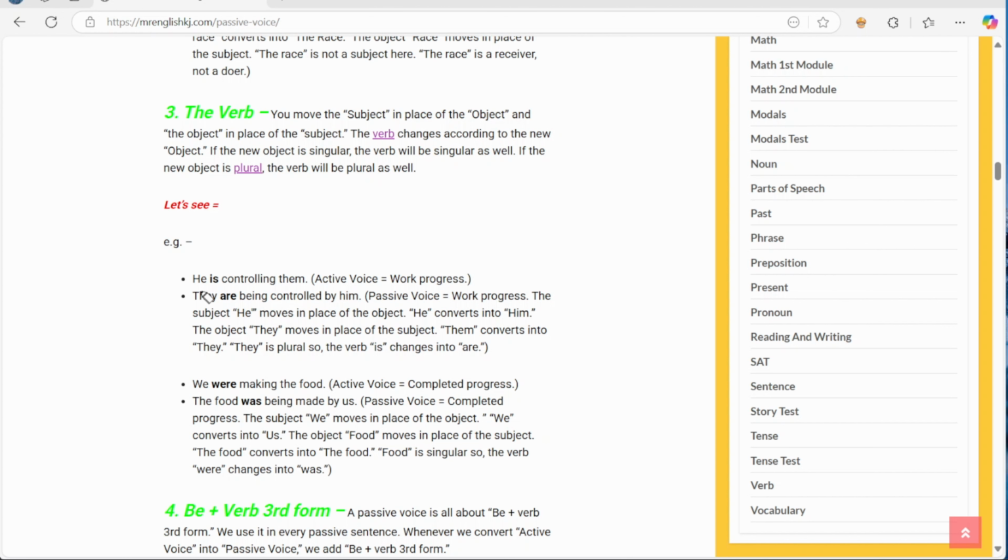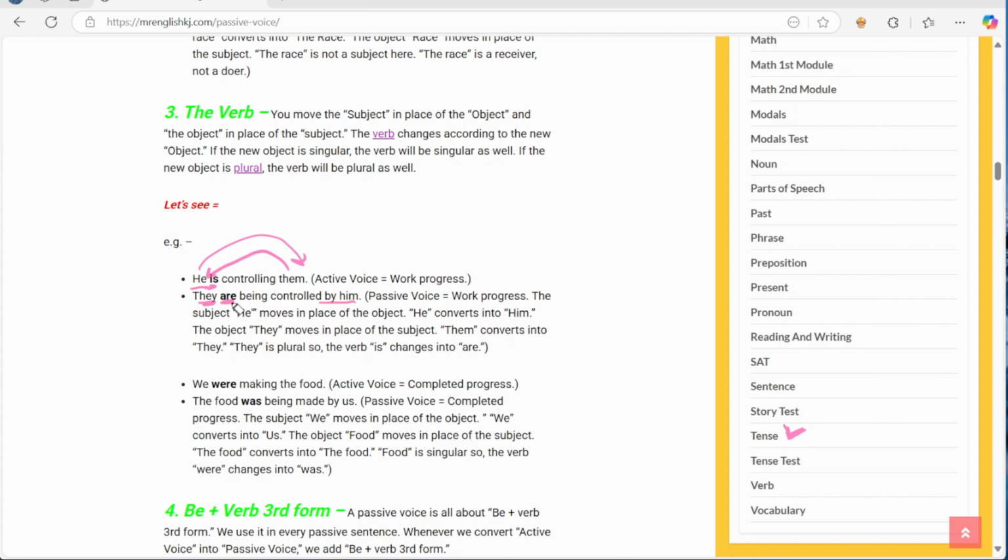So he is controlling them. He goes at the end. Them comes at first. Them becomes they. He becomes by him. And you see is. We were using he here, so that's why we were using is. Now they. So we can't use is. We use are. Is, am, are. Are is for plural. If you don't know tenses, don't know anything, go here. Okay. Then come back to the passive voice.